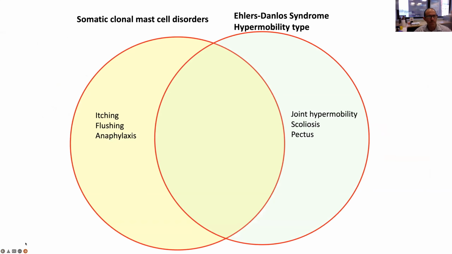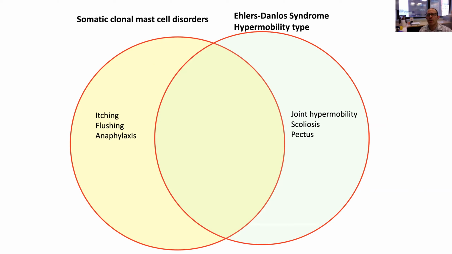Okay, another very important patient population who will come in, and that is those who have the interesting mix of a connective tissue issue and a somatic mast cell disease. Okay, so we know that mastocytosis can be associated with itching, flushing, anaphylaxis, and terrible abdominal pain and such.